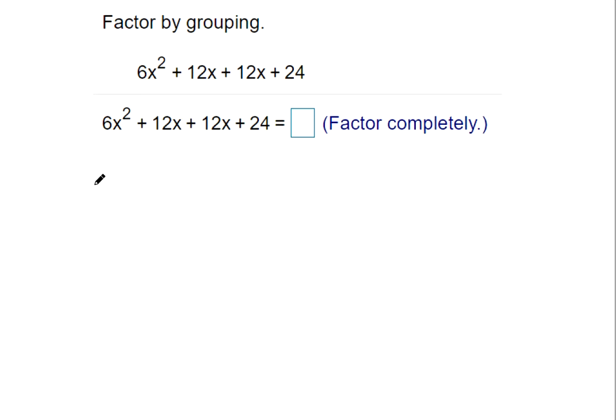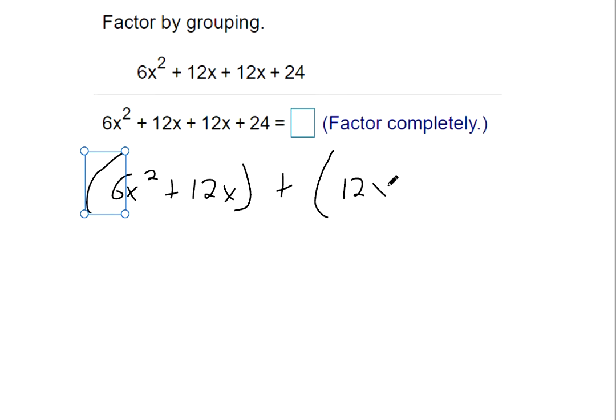So to factor by grouping, we start by grouping the first two terms in a parentheses and the last two terms in a parentheses, and then you just divide out the greatest thing from both of those parentheses. Like for this one, this is a 6 and a 12. Both those numbers are divisible by a 6, so I'm going to take that out of the parentheses.